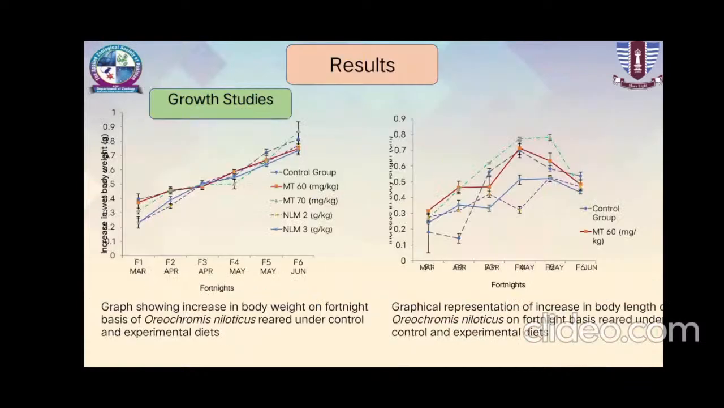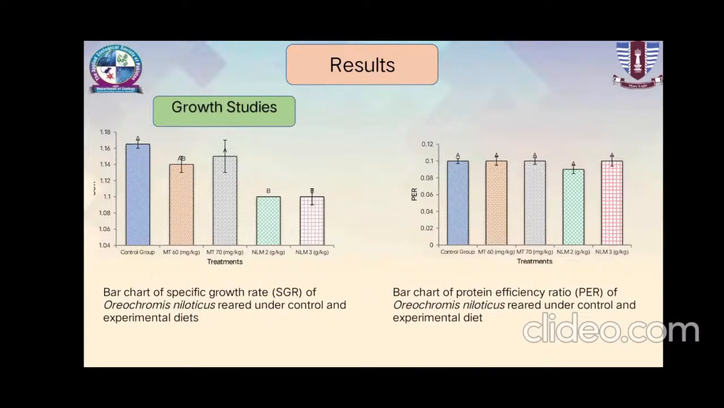For the growth studies, the increase in weight was seen maximum at the end of the experiment in the control group at the 6th fortnight and minimum in the NLM3 group. For the length, the maximum length was seen in the MT70 group and the minimum in the NLM2 group. The specific growth rate was maximum in the control group and minimum in the NLM2 and NLM3 groups. And for the protein efficiency ratio, the results showed non-significant variations.